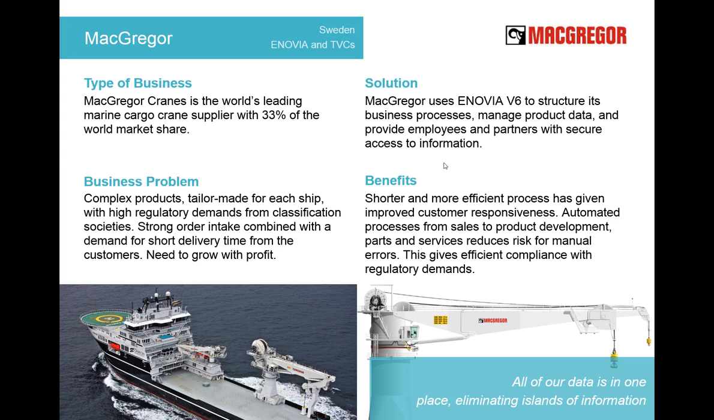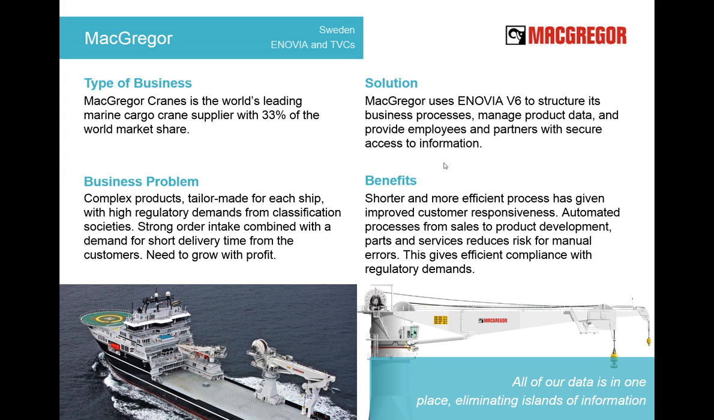And you can imagine the regulatory demands from various classification societies. So to have the crane certified for safe operation in a certain environment, it has to really fulfill design requirements that are extremely high. And if you combine these complex products and regulatory requirements with great success in the business, with a high order intake and the need to grow the company with profit, then again, you can understand that the needs for product information management that is really structured and smooth are high here.